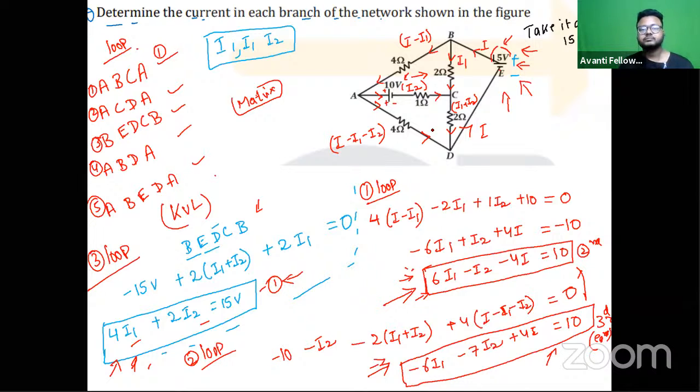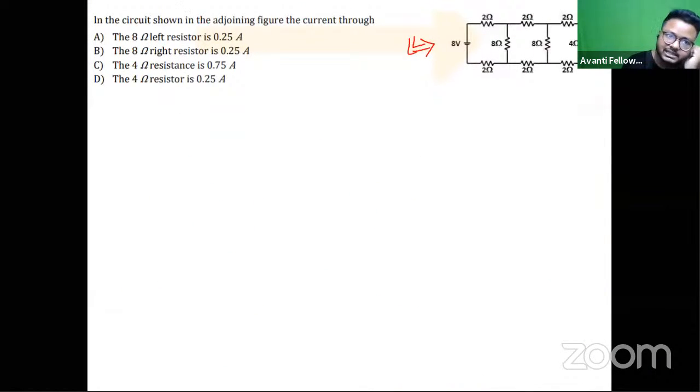Okay, fine. So in such type of problems, they are asking: in the circuit shown in the adjoining figure, the current through. See, they're asking in the question in a very different way. They're not asking about a particular thing. They're writing the 8 ohm left resistor, the 8 ohm right resistor, so either left or right, and the 4 ohm resistor. We have only one 4 ohm resistor. So they're giving you three different kinds of choices.